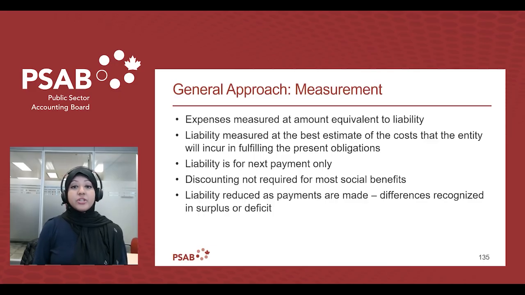Because the satisfaction of eligibility criteria for these social benefit payments is a separate past event, the liability is for the next payment only. Consequently, liabilities in respect of social benefits will usually be short-term liabilities. As a result, an entity will often know the amounts involved without needing to make estimates. Similarly, because liabilities in respect of social benefits will usually be short-term liabilities, discounting will not be required for most social benefits.